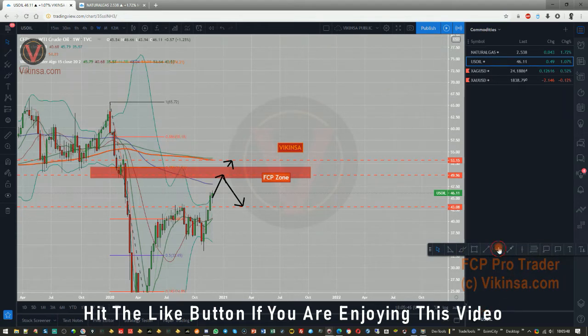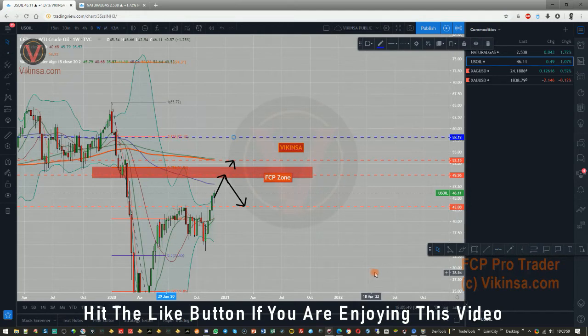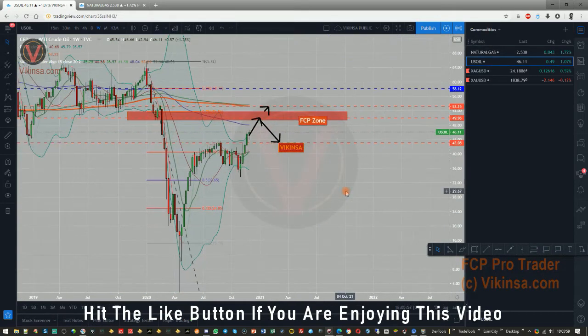58. So let me put those lines in there. I'm expecting it to come here, and then in an extreme case, it can come to the 74 level as well. So that's what we have.